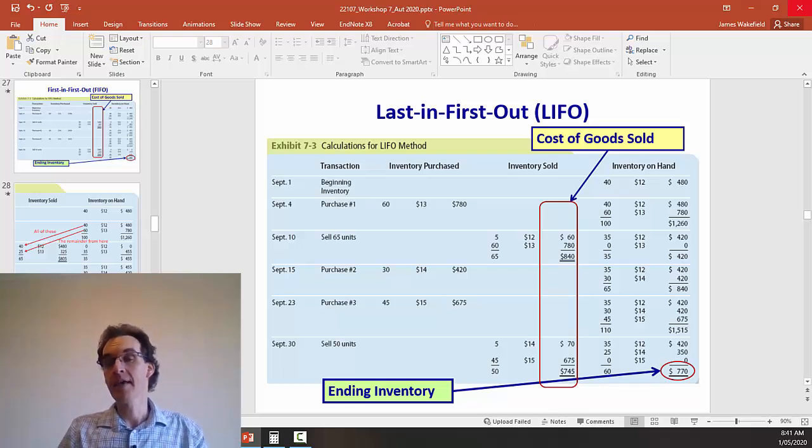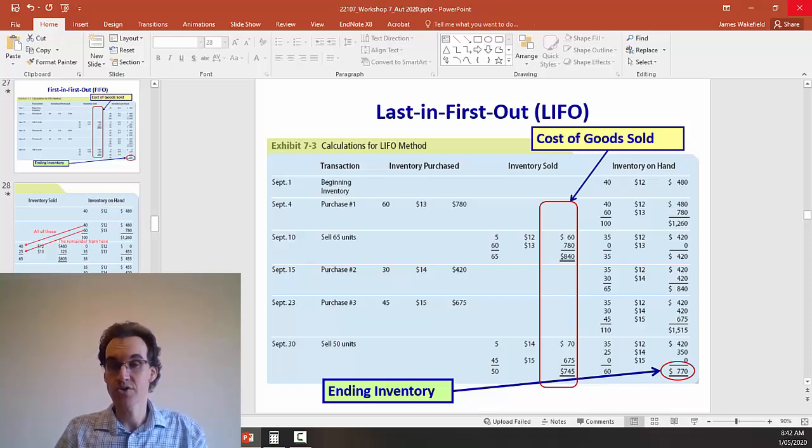And certainly in Australia, as I'll explain in more detail in the following objective, this method is banned in Australia. So you can't use it here. It is not applicable in Australia. However, it can be used in other countries. And as many of you will work overseas and use information from entities overseas, you might find the last in, first out method has been used. And so therefore we cover it in this particular subject.